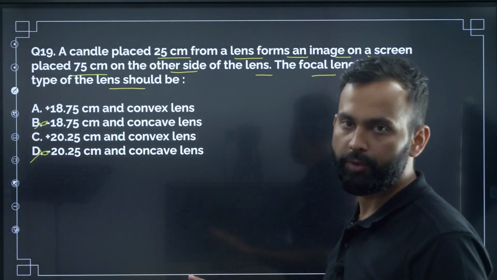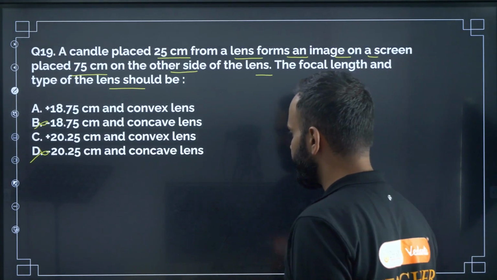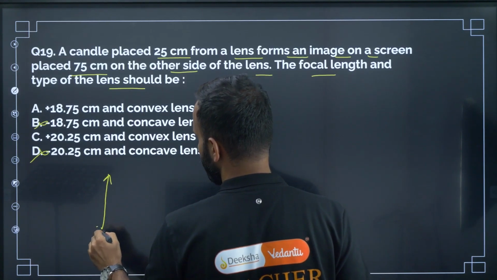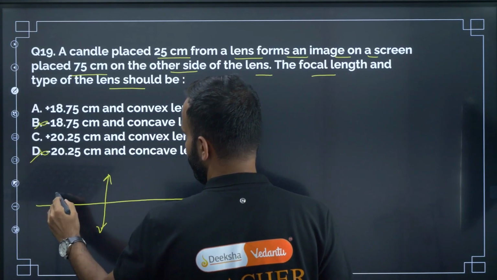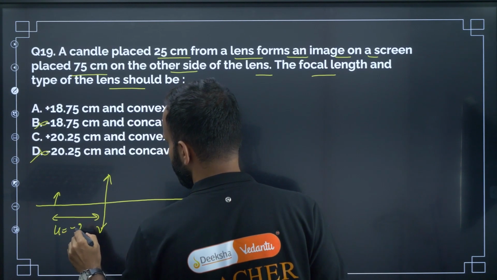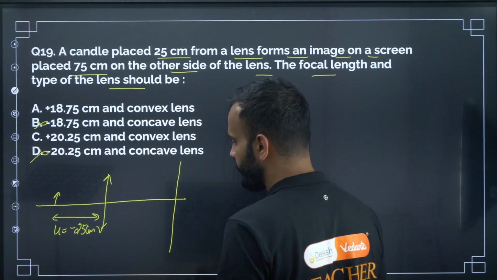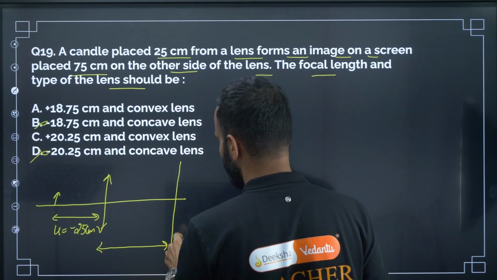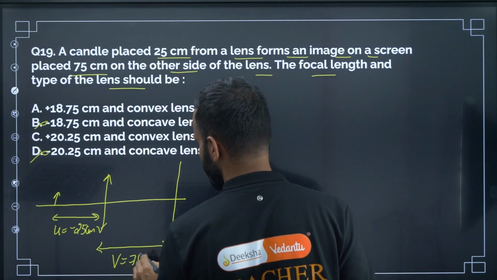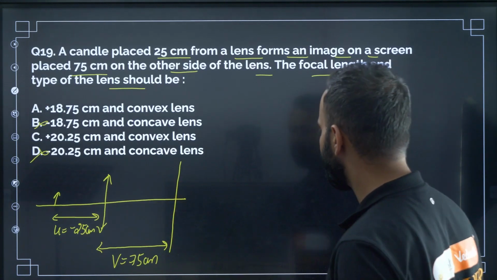So we have to find the correct option between C and A, that is, we need to find the focal length. So here, convex lens, the candle is 25 centimeter from the convex lens, the image forms on the screen, and v equal to 75 centimeter, that is the image distance, right? We have v and u. Find the value of f.